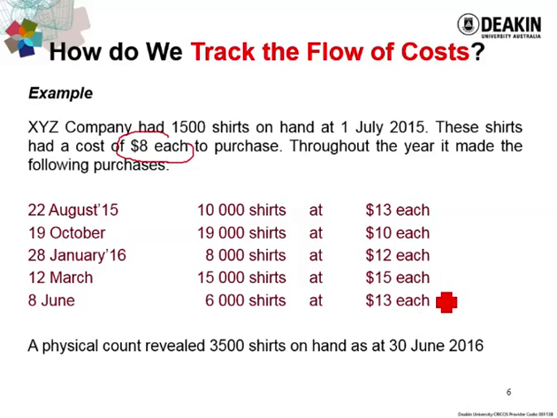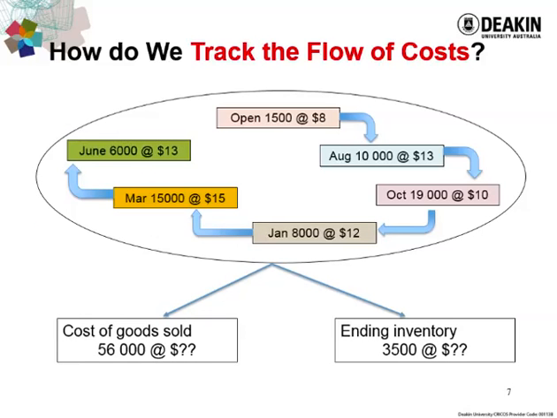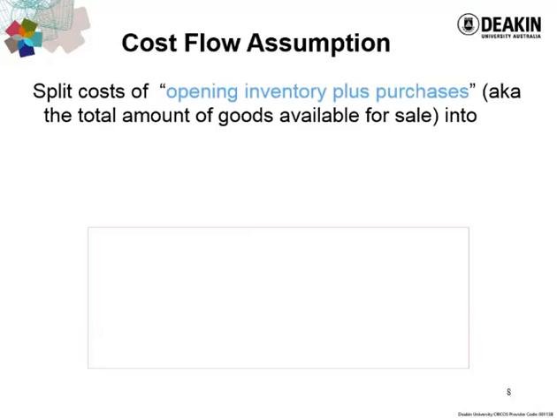From this example, we learned a lesson. The unit costs do not remain constant. This creates an issue. Because inventories are purchased at different costs, how do we determine the cost of goods sold and closing inventory? And at what cost? To calculate the cost of goods sold and closing inventory, we need to apply cost flow assumptions.